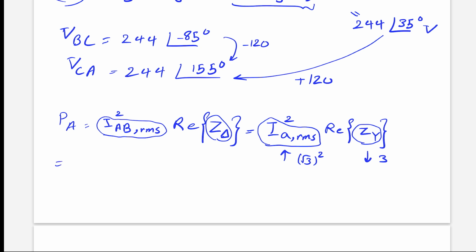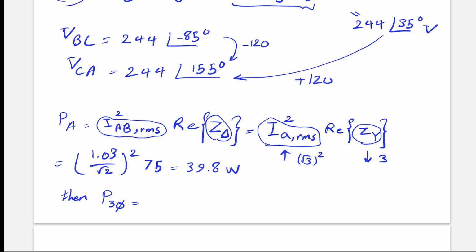So from here, we will get radical 2 squared times 75. Then we will get 39.8 watts. So the unit is watts for the real power and the average power. And then the overall power, which is the total real power, will be 3 times PA, which will be 119 watts.